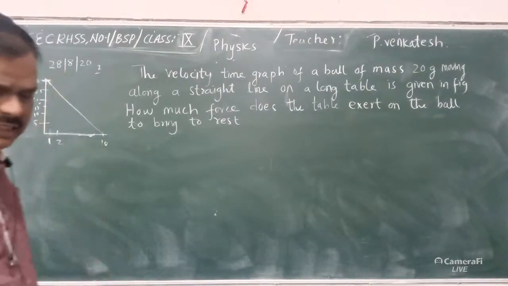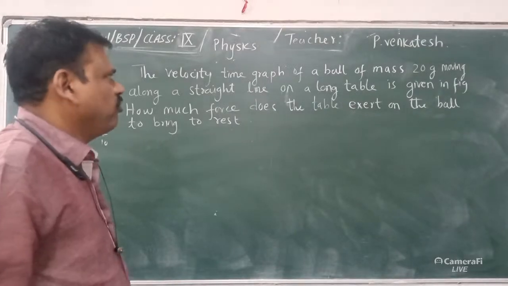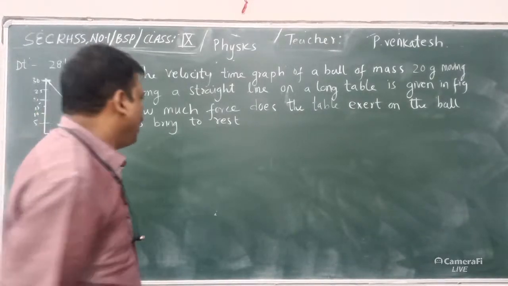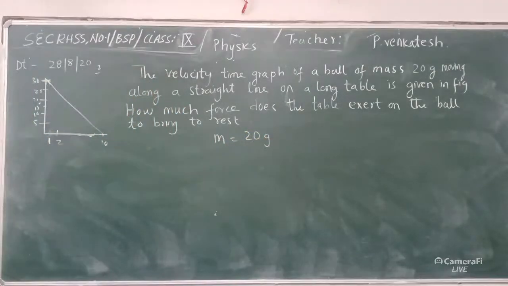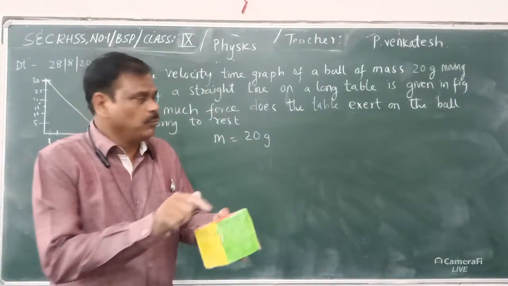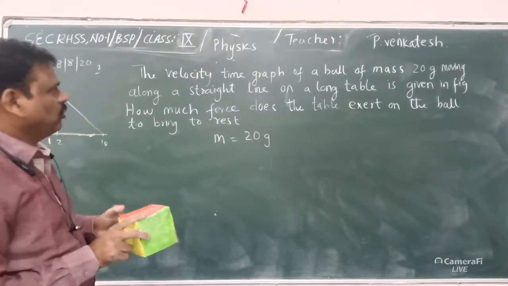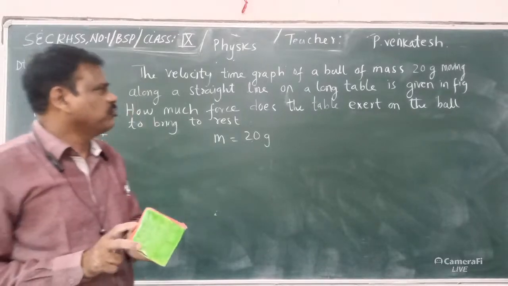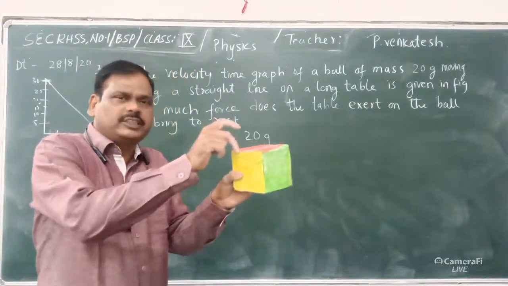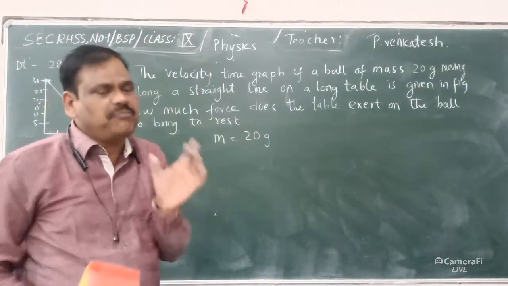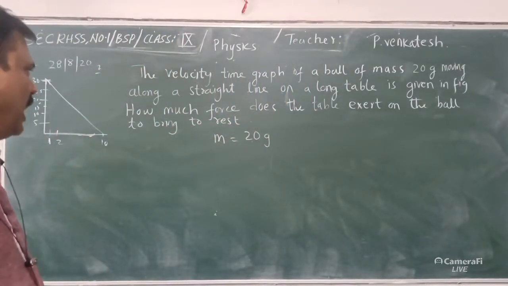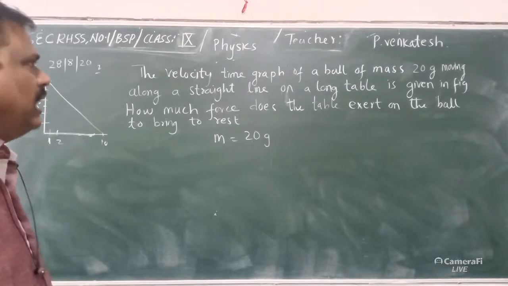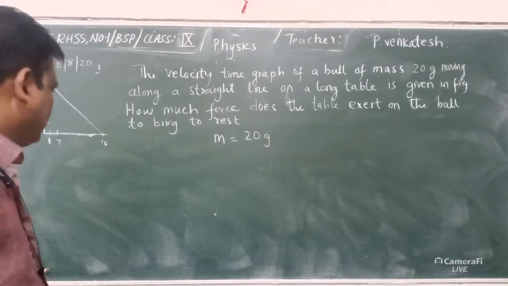Okay, see here what is given in the question. The velocity time graph of a ball of mass 20 grams. Mass is given, mass of the ball is 20 grams, along a straight line on a long table. Suppose this is a table, a ball of 20 grams is moving along the straight line as given in the figure. How much force does the table exert? When the ball is moving here, the table will also exert some force on the ball, due to which the ball will come to rest. How much force does the table exert on the ball to bring it to rest?